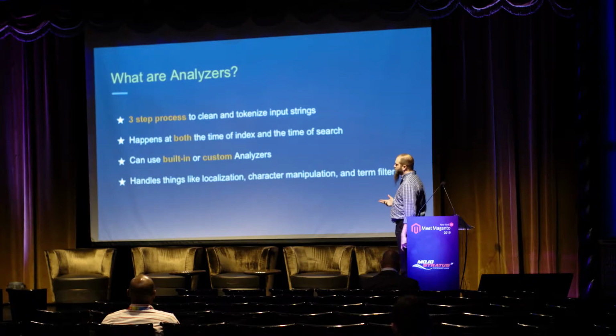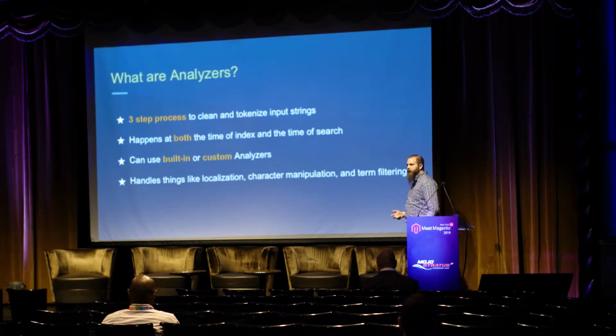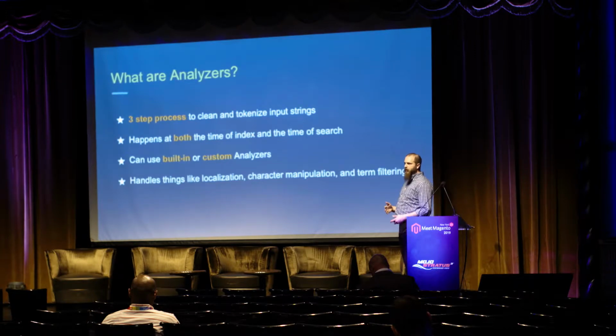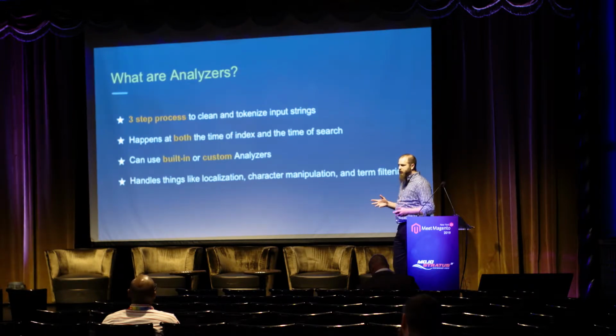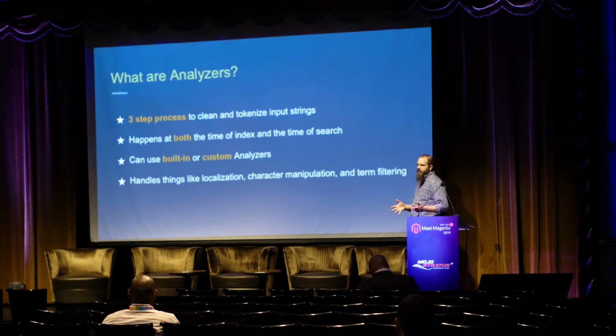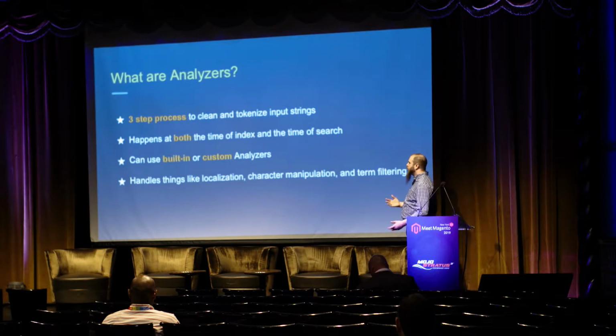But like I said, it handles things like localization, so your different languages. If your product catalog's in a different language, words mean different things, with different ways of breaking down those words. There are languages where a word actually looks like 2 words and has a space in it, but Elasticsearch has the ability to break that up and know that those are actually the same word in the same term and put them together. Then you have your character manipulation and your term filtering.